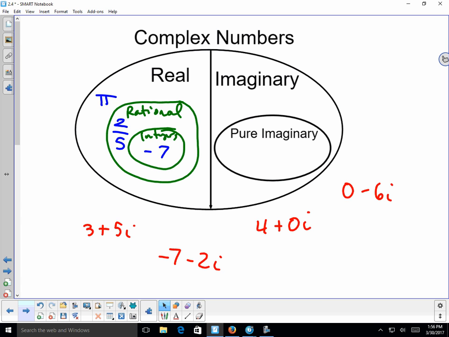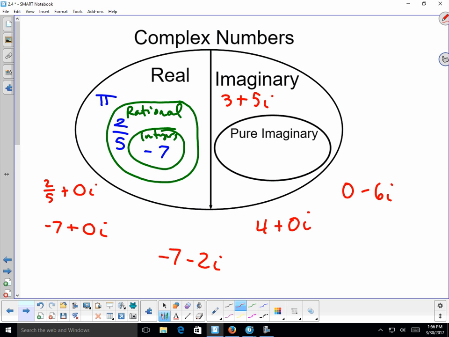All right? 3 plus 5i is an imaginary number. Let me make sure we're all understanding this. Every single number I put on here is a complex number. Pi is complex. 2/5 is complex. -7 is complex. But really, we didn't think about the fact that -7 is really -7 plus 0i. 2/5 is really 2/5 plus 0i. It's got a real part, but the imaginary part is just 0. It's just knocked out. All right?